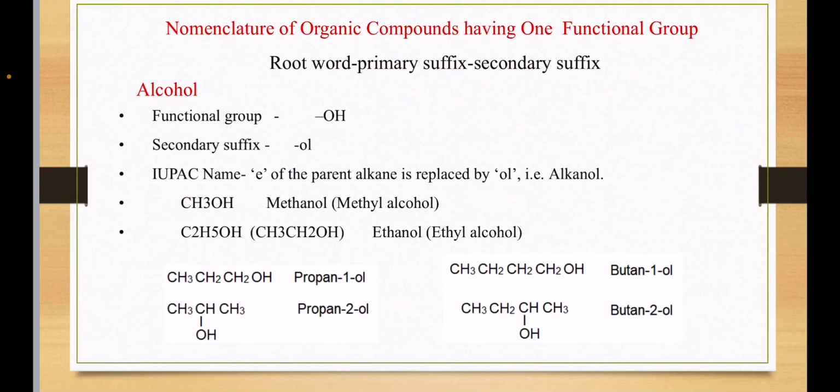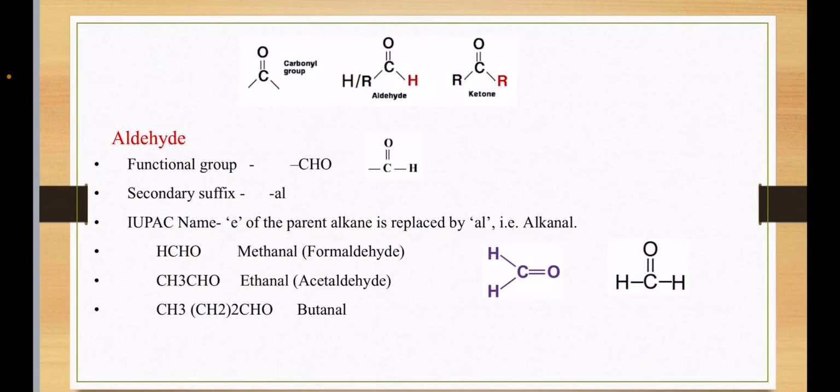Now this was for alcohols. Then aldehydes: the aldehydic functional group is CHO, and the suffix is -al. So it will become methanal, ethanal, propanal, in which the e is replaced by al. Here you should take into account one more thing: if the functional group also contains carbon, that should be included in the longest chain.